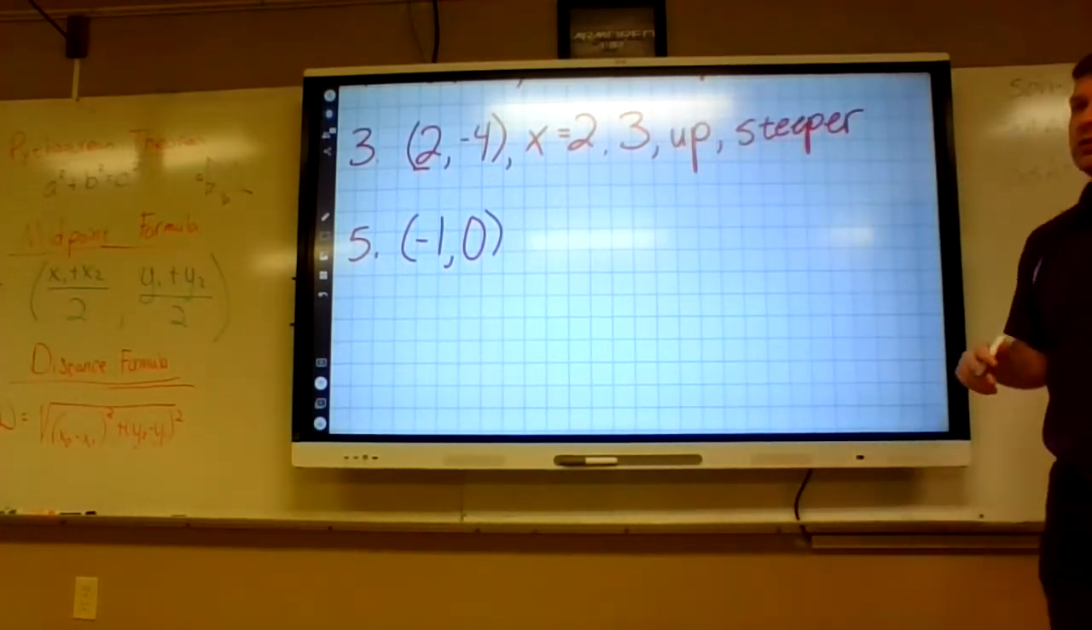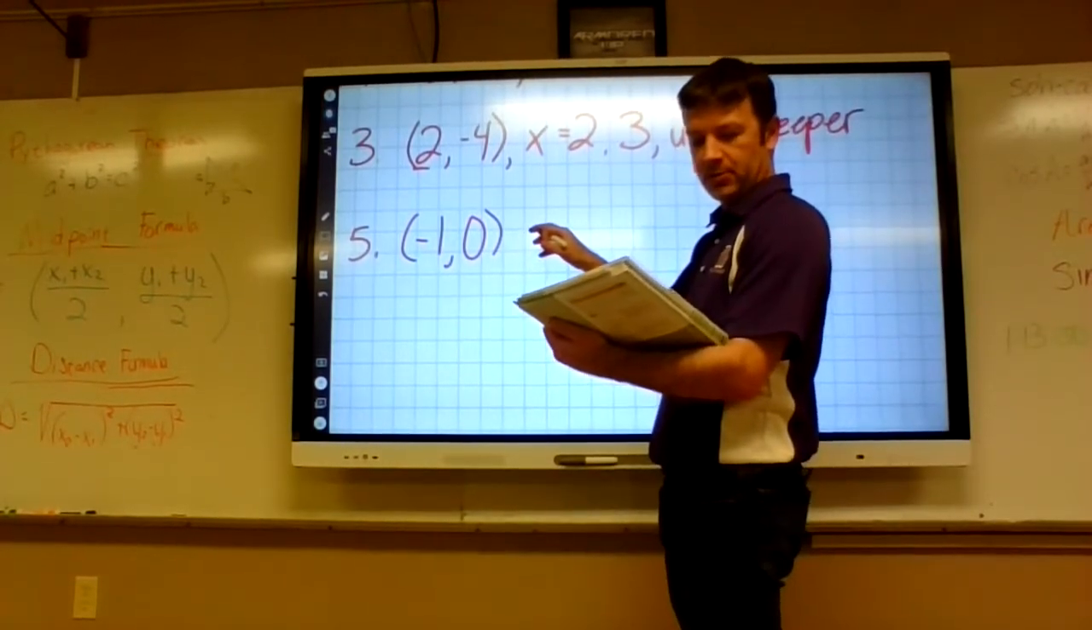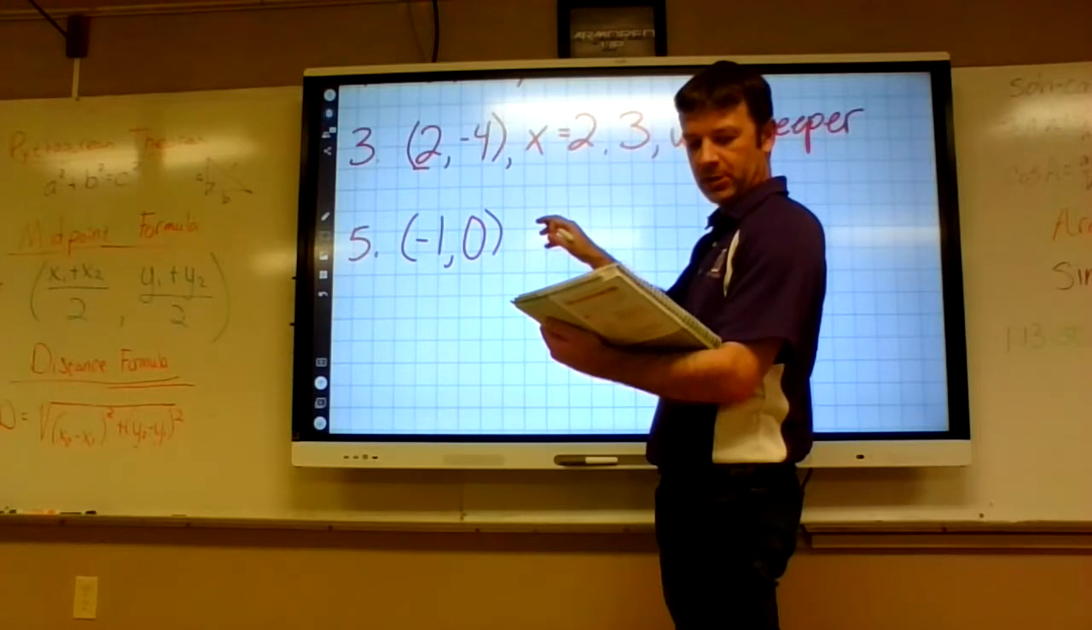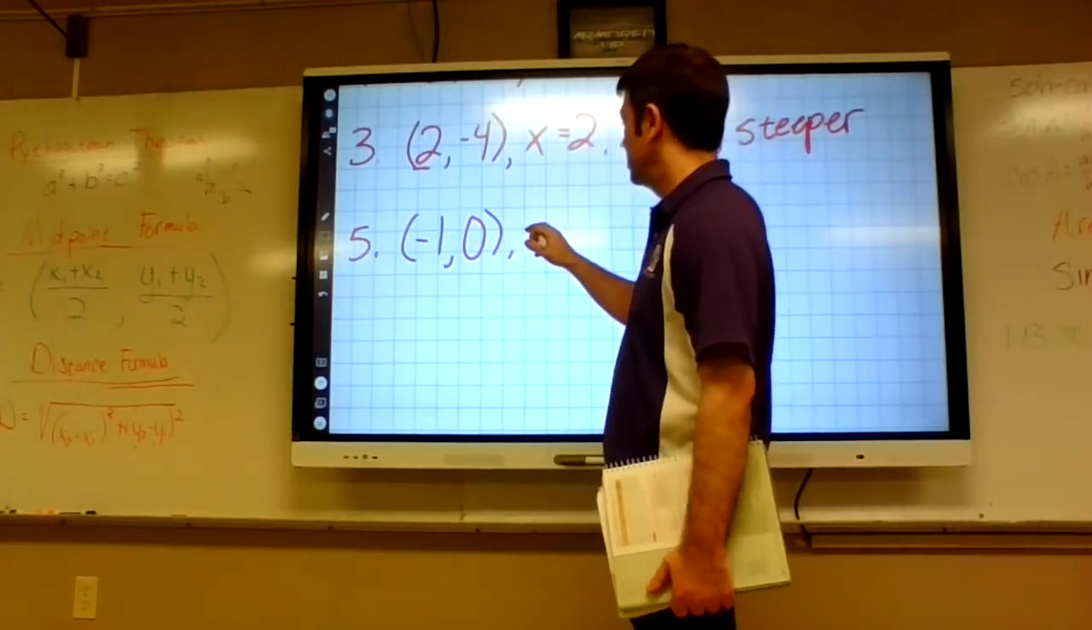How did you 4? What? Just like number 7. No. Yeah, number 4 is like number 7. So just wait till we do 7.